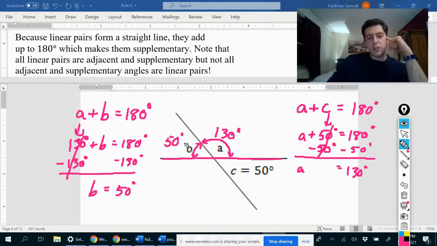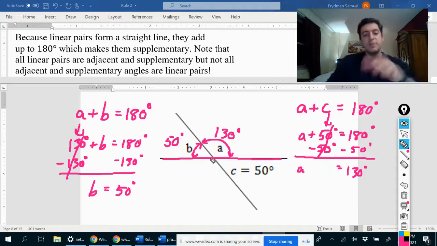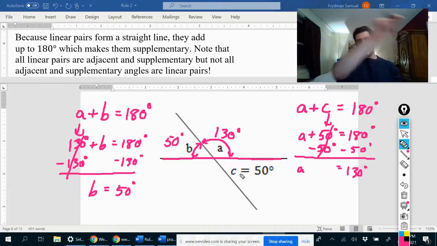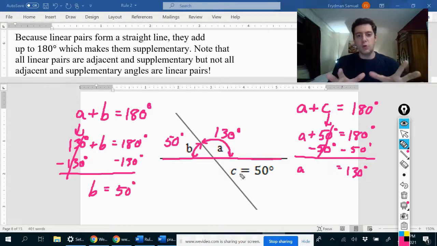All right, so now I know that B is 50 degrees, but C, the angle that we started with, was 50 degrees. So we just proved that these two angles are equal to each other. And you can use this sort of reasoning every time that you see two intersecting lines. You can say, okay, if I know what this angle is, and these two are a linear pair, so I can figure out what this one is, and then these two are a linear pair, so I can figure out what this one is, and then you can show that the vertical angles are equal to each other. All right, using that reasoning would work anytime.